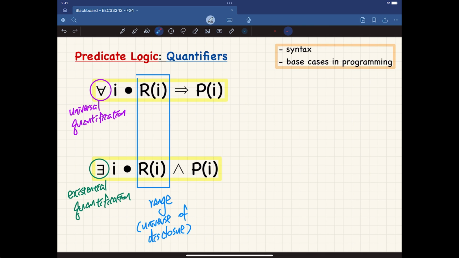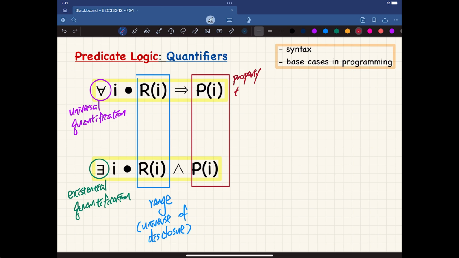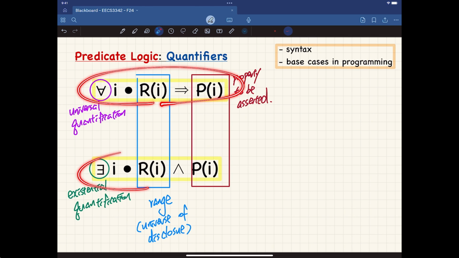And the P over here is really the property to be asserted. We understand what R is, and we understand what P is. For now, don't worry too much about the implication and conjunction here. Of course, you have to get it right, but let me just talk about the overall meaning first. What does the whole thing really mean? Make sure you understand that part before Tuesday's lecture.